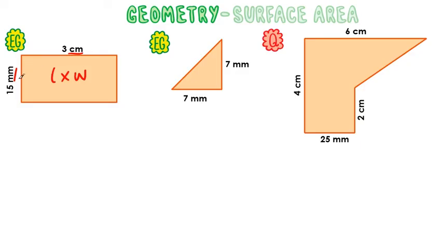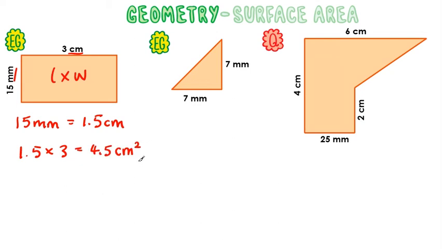Again, it doesn't matter if you turn them both into millimeters or both into centimeters, as long as they're the same. Let's turn this 15 millimeters into centimeters. All we're going to do is divide by 10, so you get 1.5 centimeters. Now we can just multiply our numbers together to get our area, and it gives us 4.5 centimeters squared. Remember, area always gets a little squared.